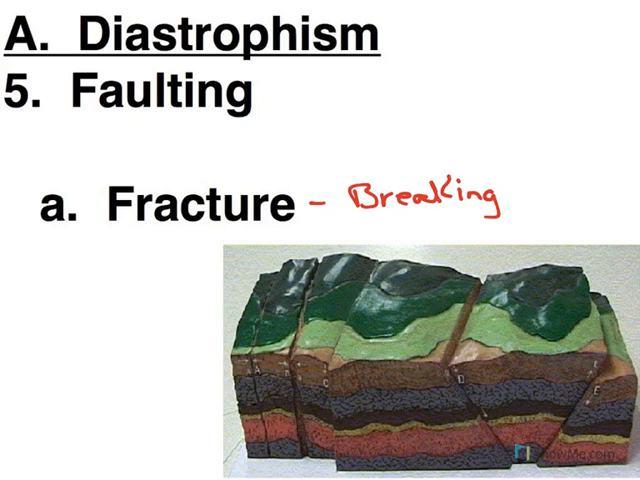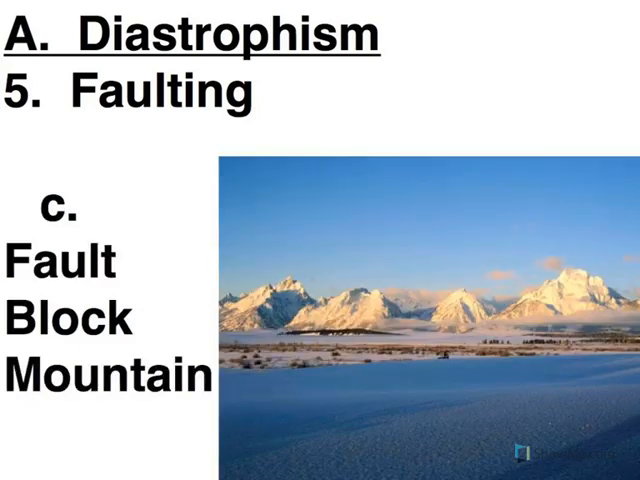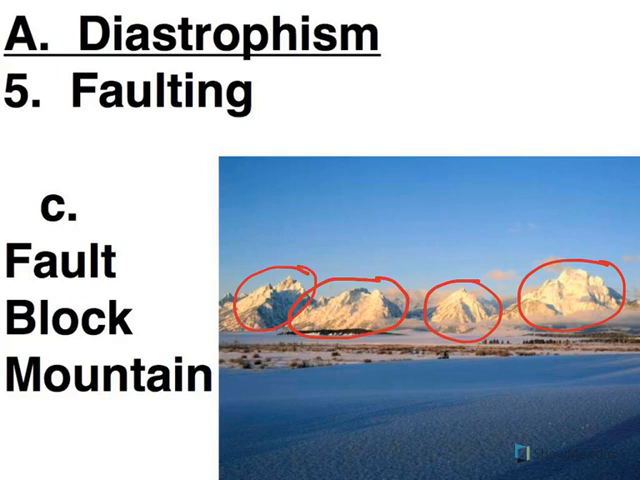And for fracture to occur, usually it needs to be closer to the surface, because that's where rocks are brittle. You don't have the more plastic consistency that you find deeper. So faulting we usually find closer to the surface. And in this case, the result that we get are called fault block mountains. And so you can see very rugged, craggy looking structures that are a result of the rocks breaking, and that is a fault block mountain.